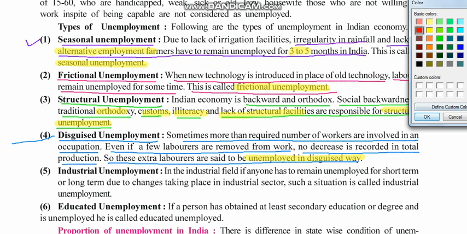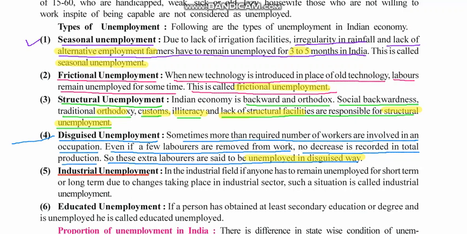The next is industrial unemployment. From the name it suggests that it is related to industry. In the industrial field, if anyone has to remain unemployed for the short term or long term due to change taking place in the industrial sector, such a situation is called industrial unemployment. Suppose an industry gets shifted or changes its products; then the unemployment which is created is termed industrial unemployment.